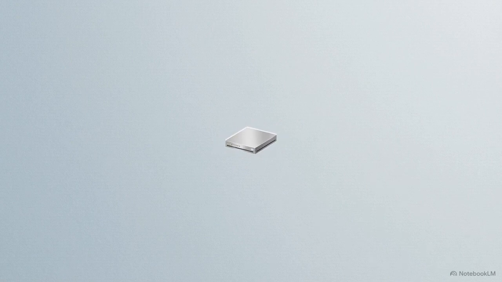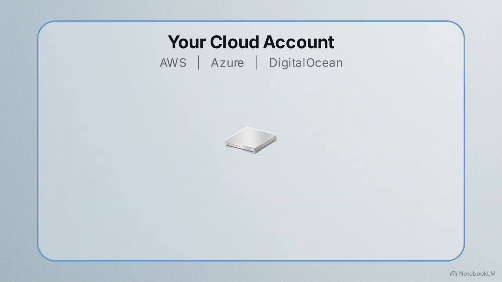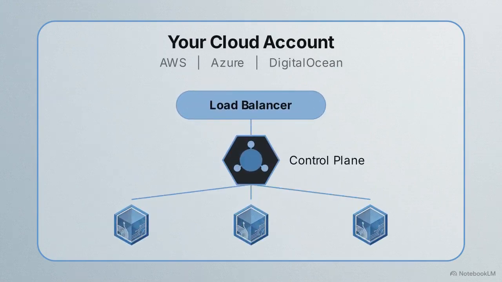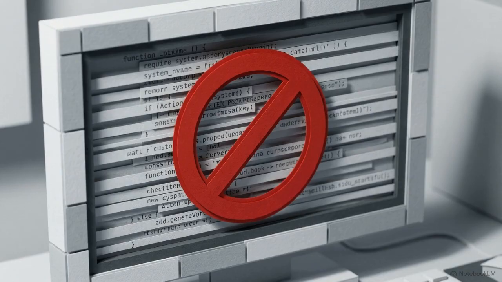This diagram illustrates how DevPanel works. You connect your existing AWS, Azure, or DigitalOcean account, and the platform automatically provisions a complete Kubernetes cluster directly inside your own cloud environment. The entire setup takes about 30 minutes. You do not need any specialized DevOps expertise, and you never have to write a single line of YAML code.